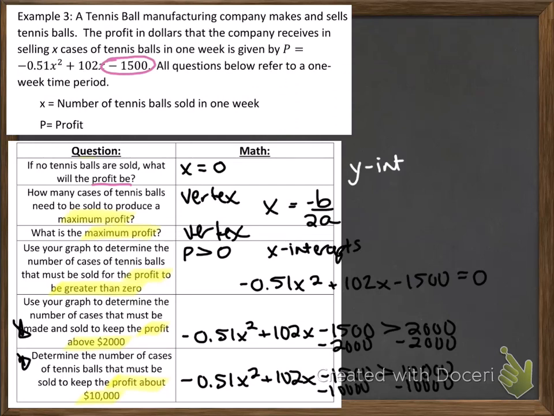Okay, so we did this one, right? This is really just finding the y-intercept. We hardly had to do any math for that, right? We could just look at the equation and identify the y-intercept visually, right? Then we found the x and y value of the vertex.